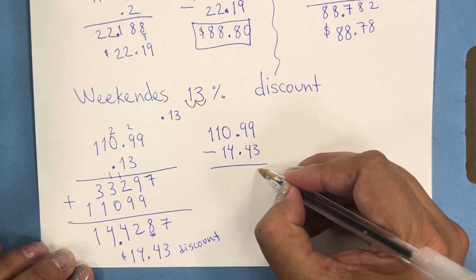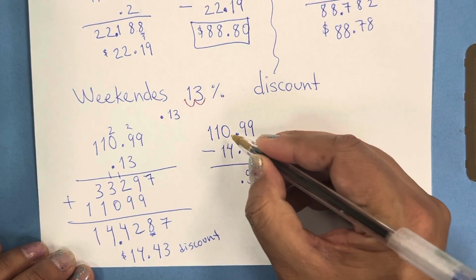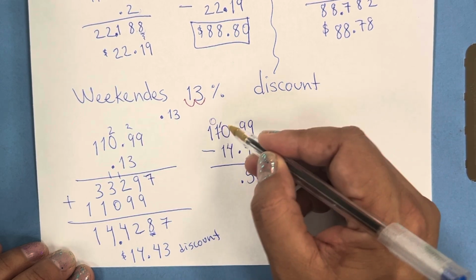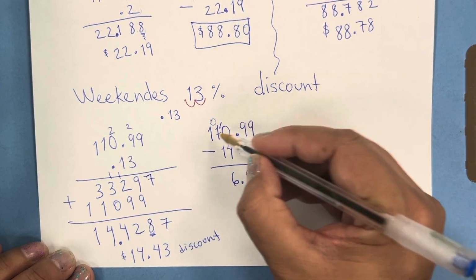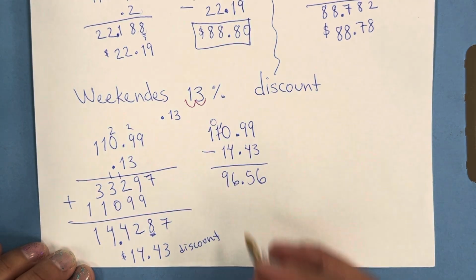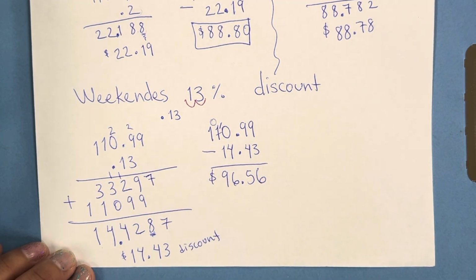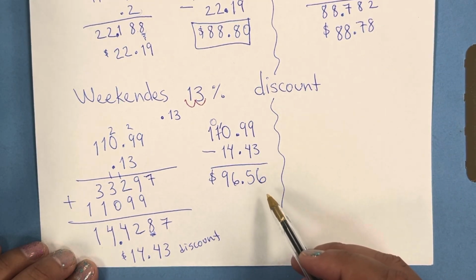9 minus 3 is 6. 9 minus 4 is 5. Bring down the decimal. Here is going to be 0. It becomes 10. 10 minus 4 is 6. And here is 10 minus 1 is 9. So you are going to pay $96.56. Let's do it with the other just to see how off it goes.